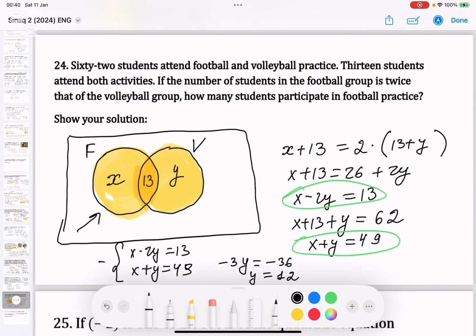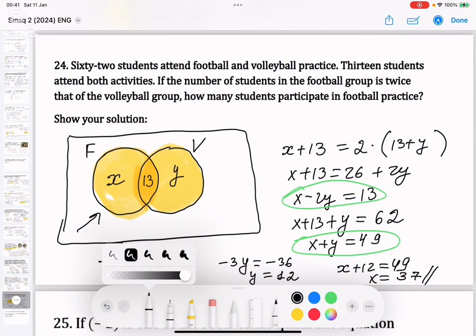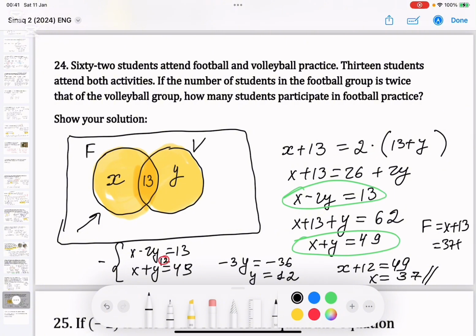If y is equal to 12, it's not difficult to find the number of people attending only football practices. So we're going to have x plus 12 equals 49, and x would be equal to 37. That is x. But the question is about the number of people attending football practices, which is x plus 13. So it's going to be 37 plus 13, or we have 50 people.